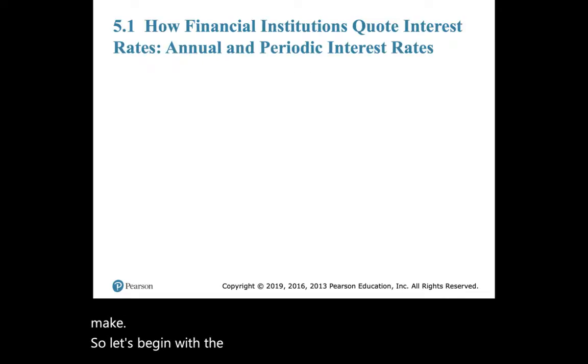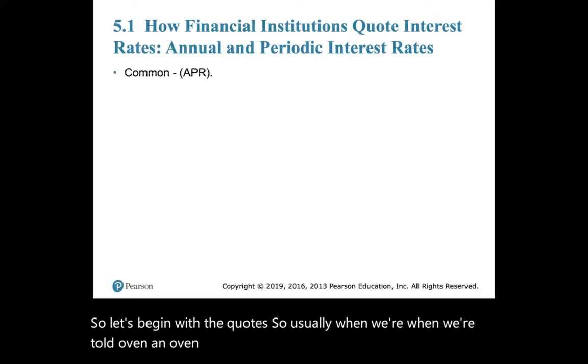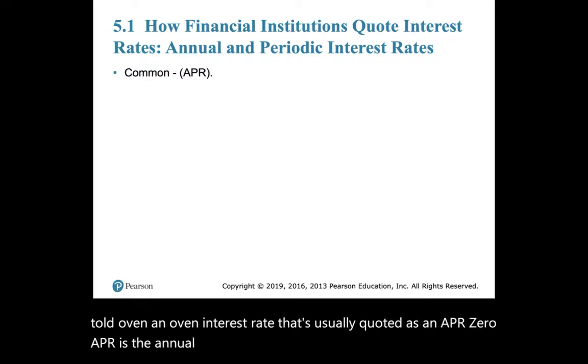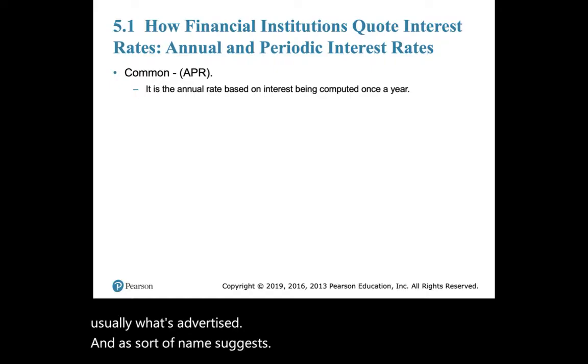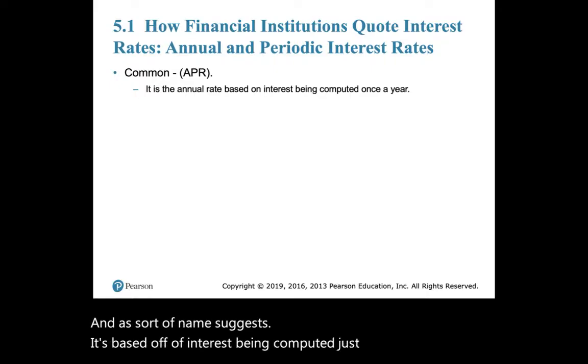So usually when we're told of an interest rate, that's quoted as an APR. APR is the annual rate, annual percent rate, and this is usually what's advertised. And as the name suggests, it's based on interest being computed just once a year, right? So this is what we mean by the annual rate.